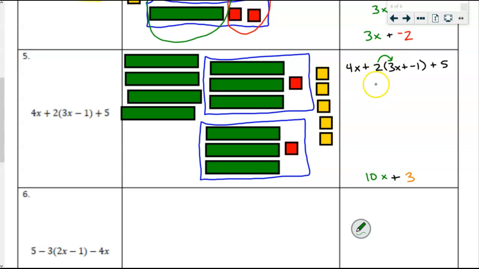So 2 groups of 3x and 2 groups of negative 1. That takes care of those groups that we modeled first. And don't forget, we still have these other parts. We're not doing anything with them yet, but we need to make sure we bring them down so that they're not forgotten. So that 4x comes straight down, the plus 5 comes straight down.